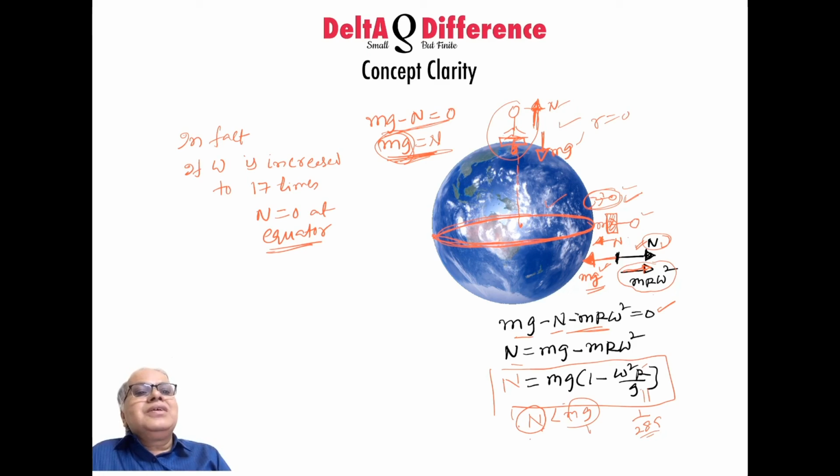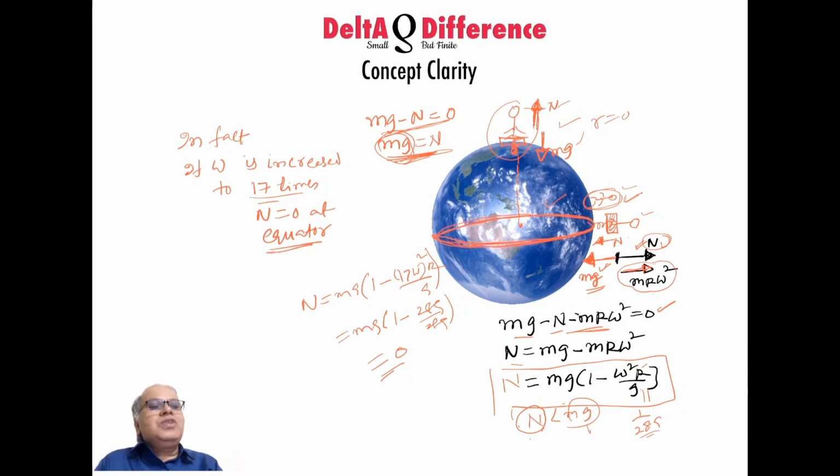Okay, and of course I'll tell you something else. In fact, the weight can become 0 also. For example, this value omega square r by g is 1 by 289, I told, right? Now if you write N again here, mg into 1 minus, make this omega 17 times the present omega, (17 omega) square into r by g. If you write, it is mg into 1 minus 289 by 289, that becomes 0. N becomes 0. You will be losing touch with the earth, so you will be developing no contact there, and your weight will be said to be 0.